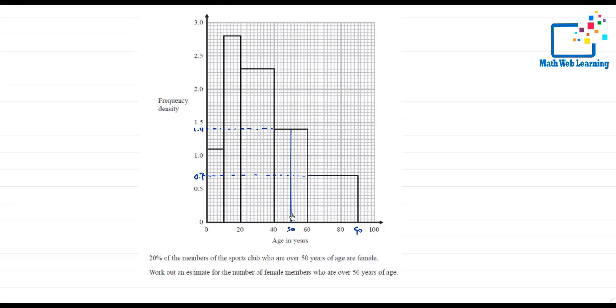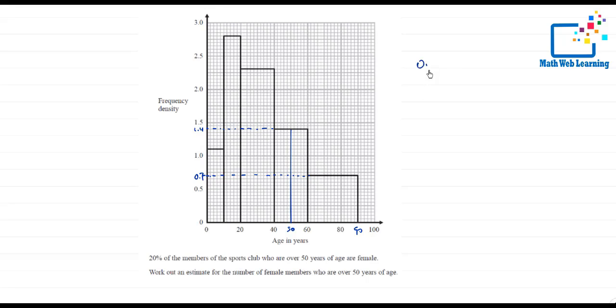So we're talking about from this line here, and to the right. That's why I put the solid blue line there. You should be aware that the frequency is always equal to the area of the bar in the histogram. So we need to work out the area of this and the area of this. That will give us the total number of members, male and female, who are over 50.